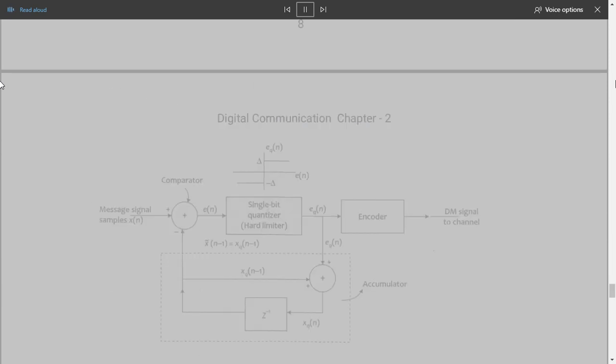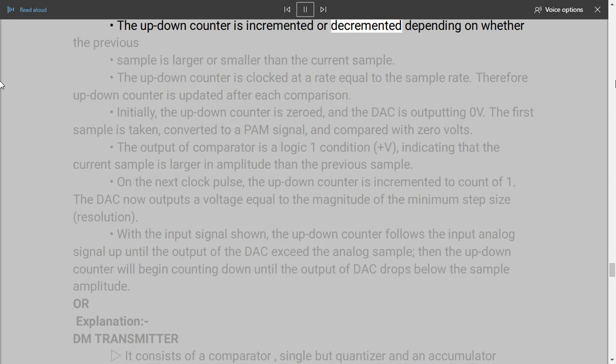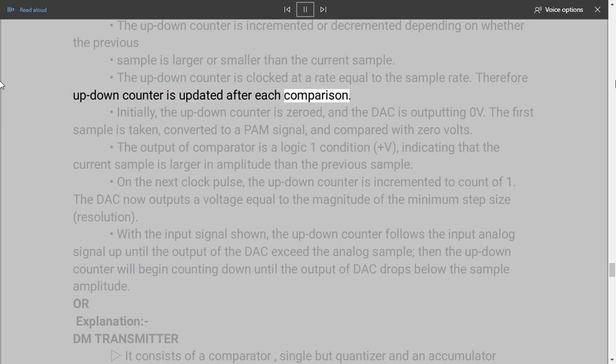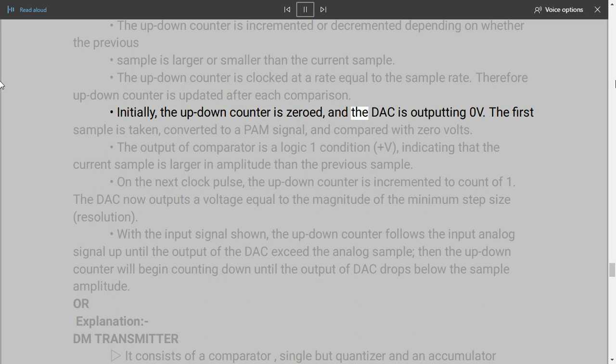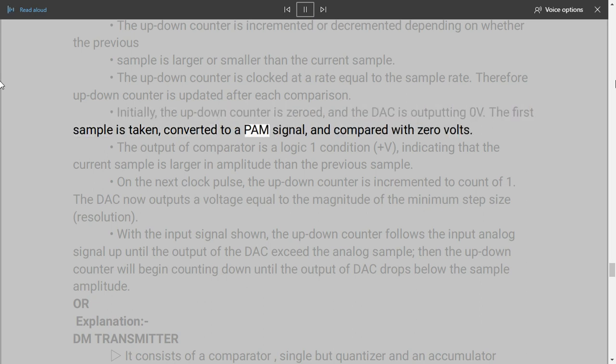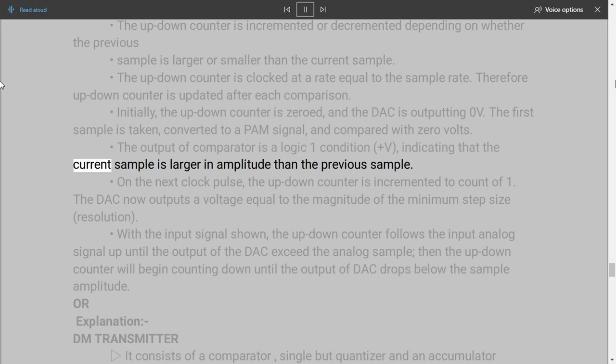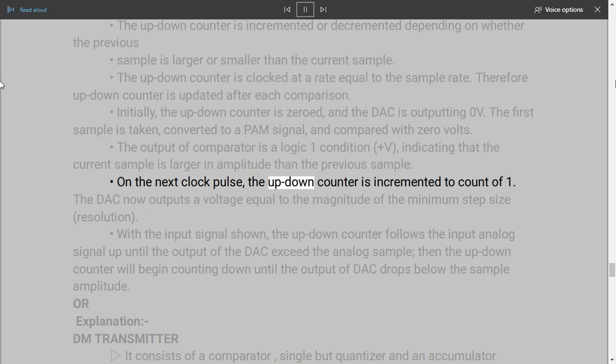The up-down counter is incremented or decremented depending on whether the previous sample is larger or smaller than the current sample. The up-down counter is clocked at a rate equal to the sample rate. Therefore, the up-down counter is updated after each comparison. Initially, the up-down counter is zeroed, and the DAC is outputting 0 V. The first sample is taken, converted to a PAM signal, and compared with 0 volts. The output of the comparator is a logic 1 condition, plus V, indicating that the current sample is larger in amplitude than the previous sample. On the next clock pulse, the up-down counter is incremented to a count of 1.